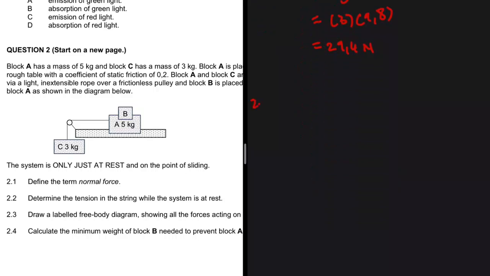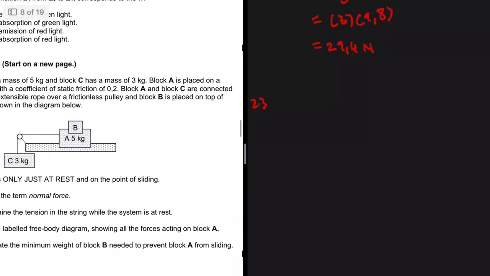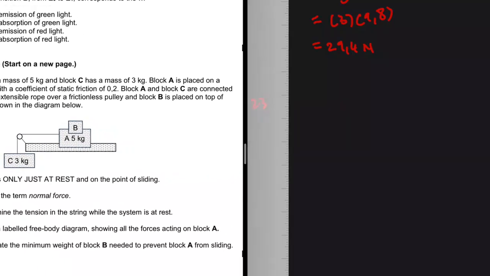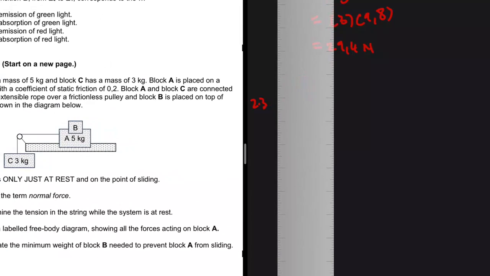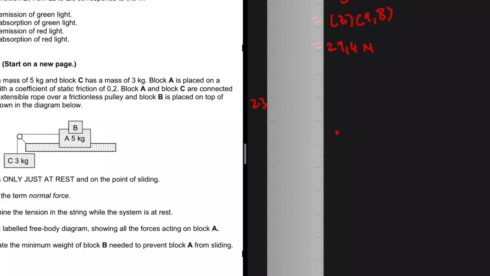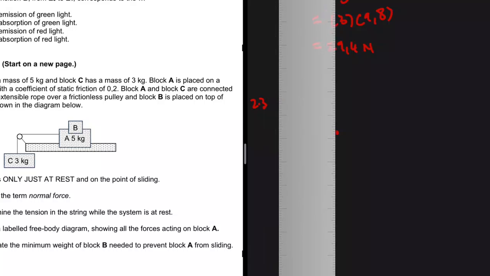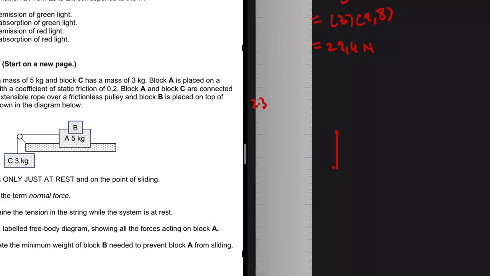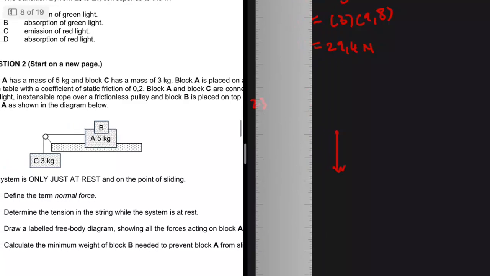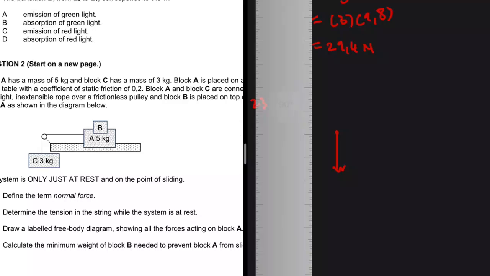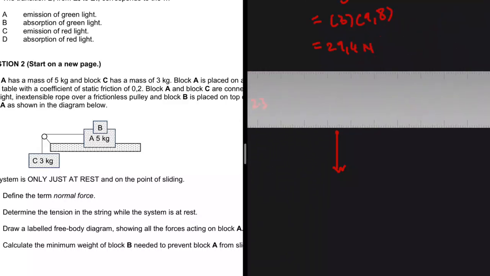Let's take a look at 2.3. Draw a labeled free body diagram showing all the forces acting on block A. So first things first, weight. And then we're going to think after. So we have the weight. Now we can start thinking. We have the tension as well because A and C are connected by a string.